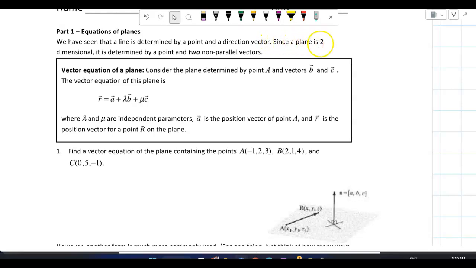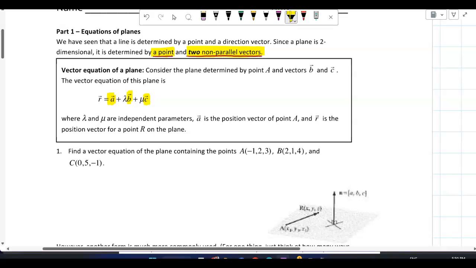Since a plane is two-dimensional, it is determined by a point and two non-parallel vectors. So you need one point, and you need two direction vectors, non-parallel vectors. This is the known point, and B and C are your direction vectors.